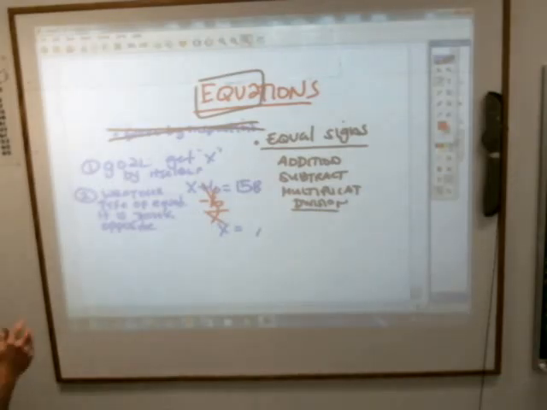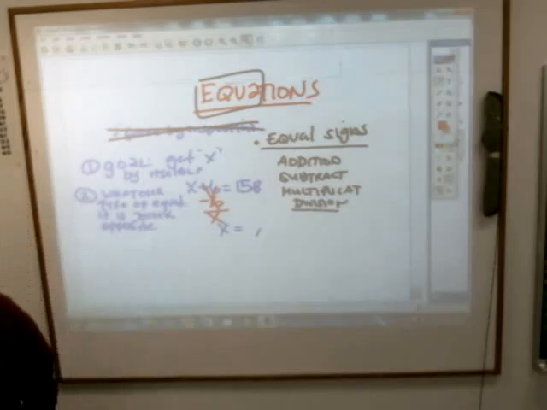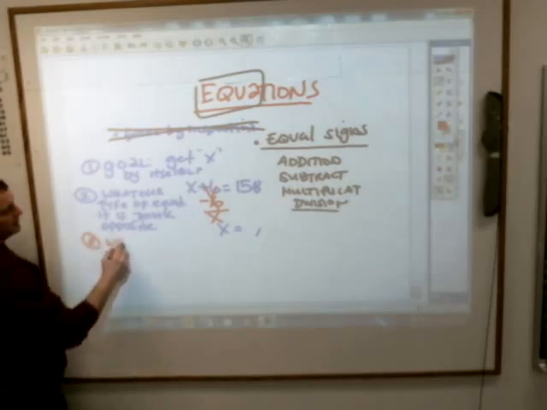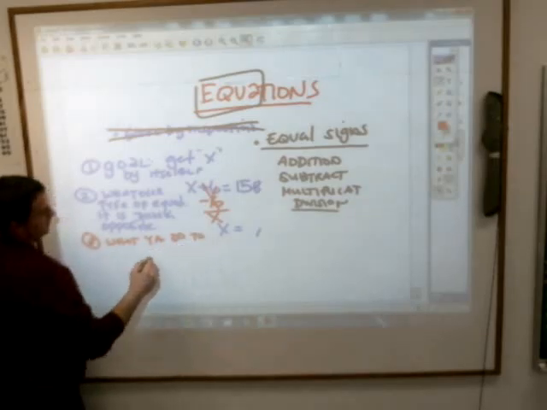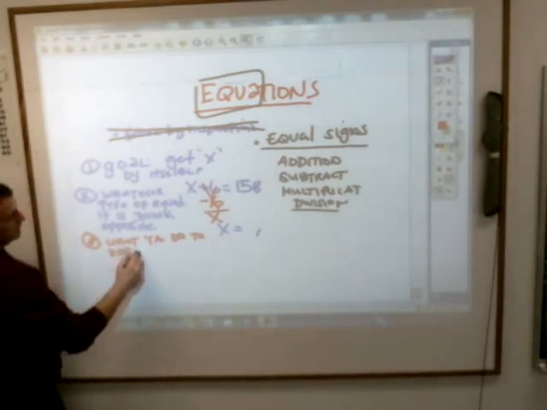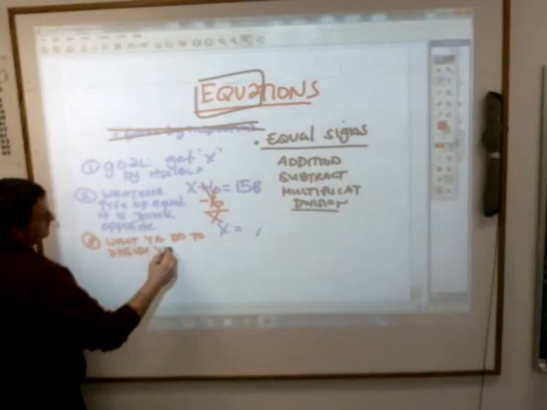Yay! No, it doesn't matter. That's the rule here. That is step number 3. In equations, what you do to one side you have to do to the other.